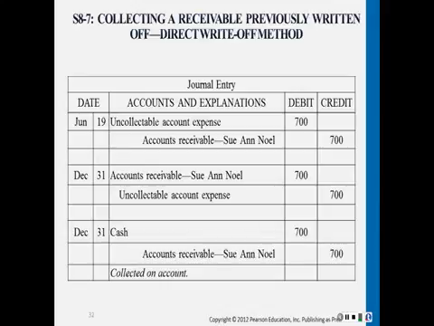December 31st is the cash collection. Debit cash for $700 and credit accounts receivable for $700.